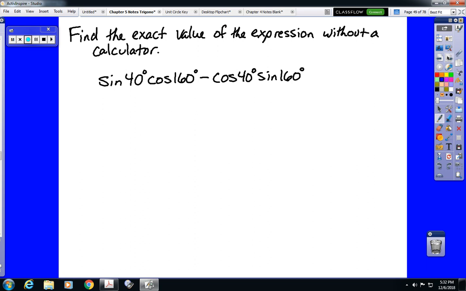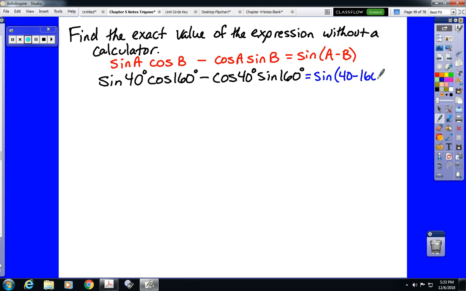Let's do another one. Okay, now this time they've given us the right side of one of our patterns, and we just have to recognize which pattern that is. So if we look, we have the pattern sine of an angle times the cosine of a second angle minus the cosine of the first angle times the sine of the second angle. So A would be 40, B would be 160. That is the pattern for the sine of A minus B, which means we can rewrite this as the sine of 40 minus 160.